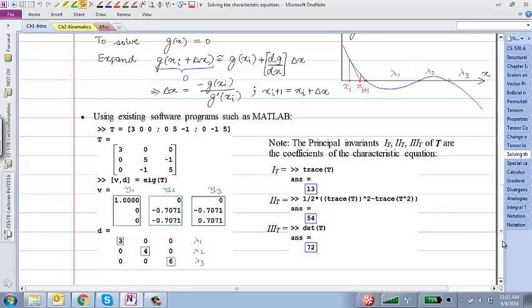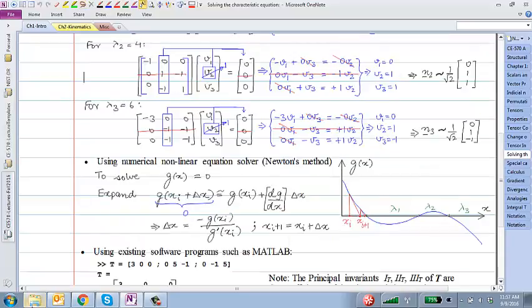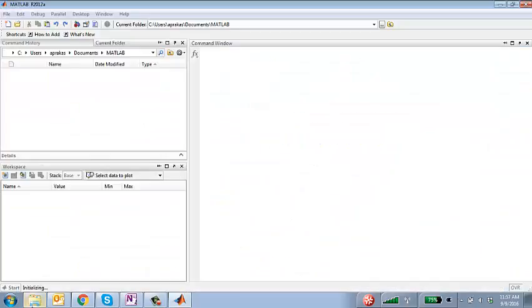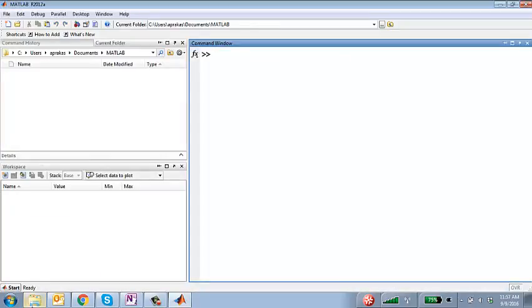Further, there's one tool that I would like you all to get familiar with. And of course, that's MATLAB. So I'll show you how you can generate solutions to these eigenvalue problems in MATLAB and lots of other problems. So we started MATLAB here. How many of you are familiar with MATLAB? Most of you, but not all.